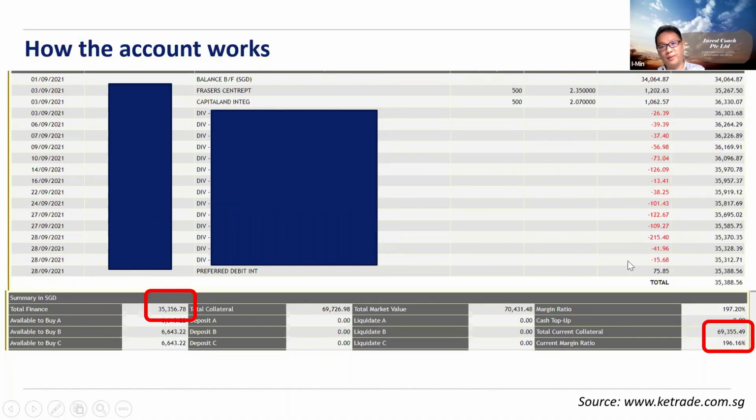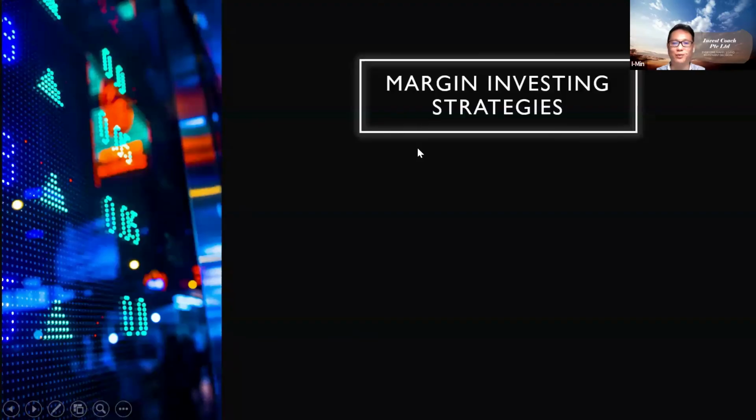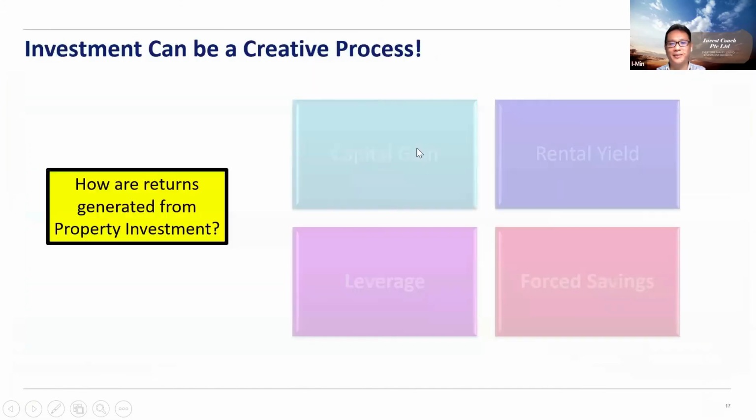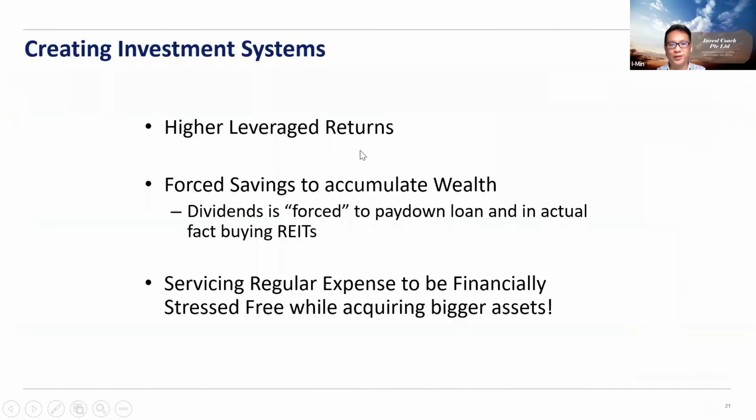If I were to forget about this, then 5 years later, 10 years later, I go back, it's actually going to be a nice surprise. That is what I mean by a wealth accumulation system, which is sort of automated. And what is the last point here? You can actually use it to service a regular expense, to be financially stress-free while acquiring bigger assets. Basically your dividend goes to pay the mortgage, you upgrade without having the stress every month of thinking where the 3,000 is going to come from. So those are some of the benefits of margin on REITs.